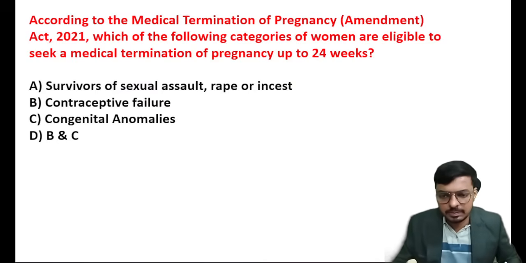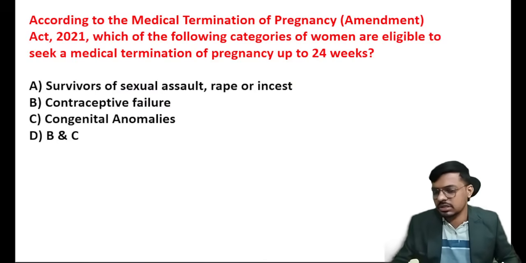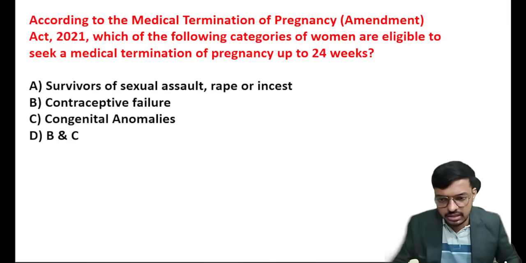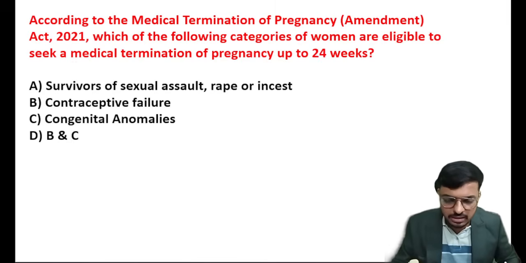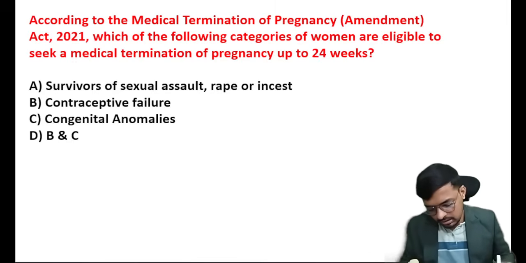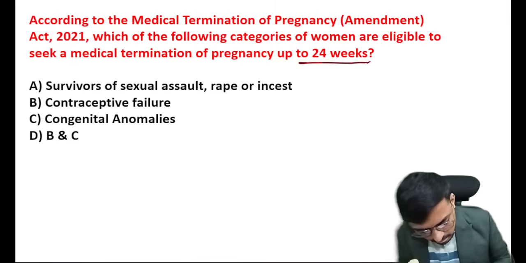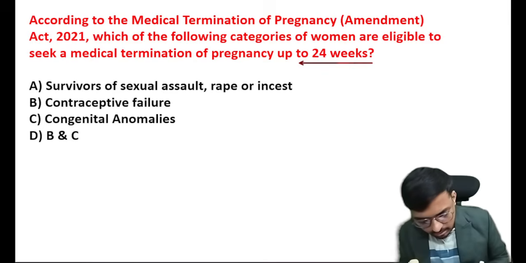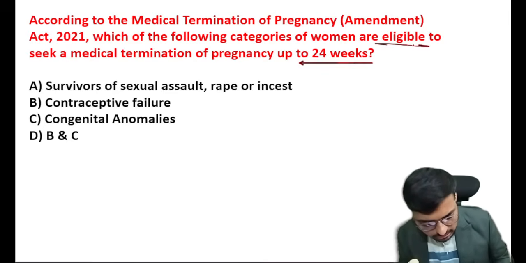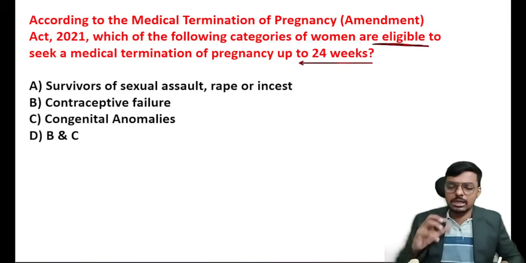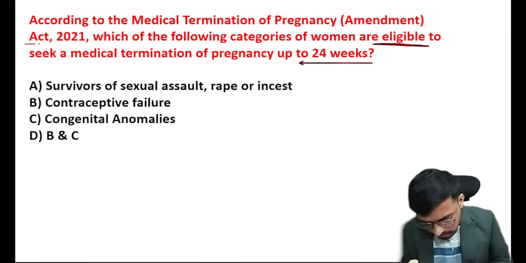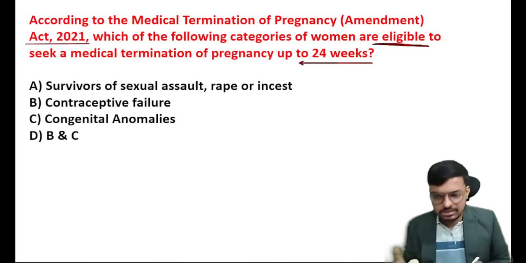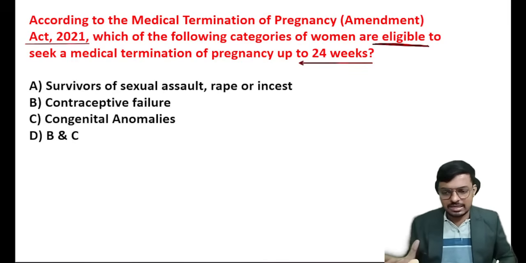Now comes the next very important question. According to the Medical Termination of Pregnancy Amendment Act in the year 2021, which of the following categories of women are eligible to seek a medical termination of pregnancy up to 24 weeks? Up to 24 weeks, MTP will be done for which eligible women? I told you we will do the medical termination of pregnancy up to 24 weeks according to the new amendment of the MTP, but in selected cases. So what are the selected cases, sir?